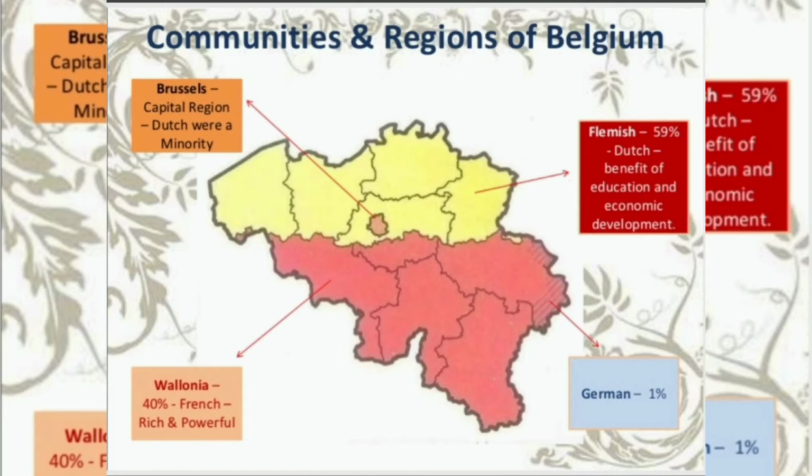All over the country, the French speaking people were the minority group and they were relatively rich and powerful. This was resented by the Dutch speaking community, who got the benefit of economic development and education much later. This led to tensions between the Dutch speaking and French speaking communities during the 1950s and 1960s.